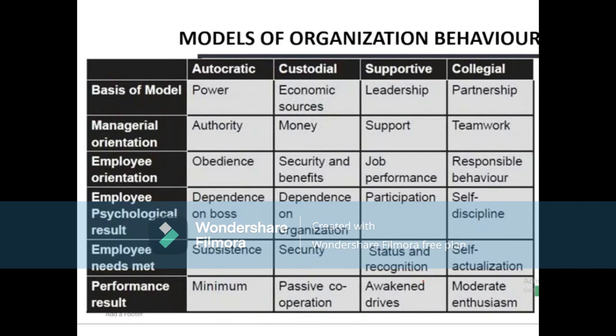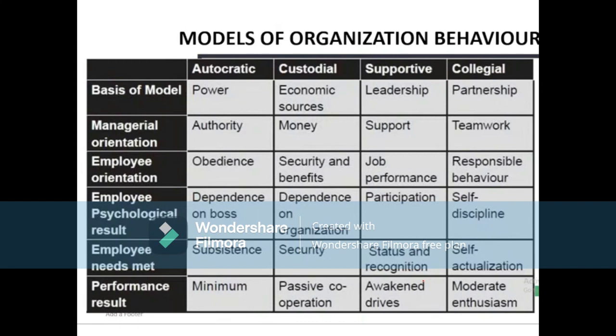In supportive they will get job performance. By the managers' support they will have job performance. And in collegial, responsible behavior will be seen in the employees. Why responsible behavior? Because there is no boss and no subordinate, and teamwork can be seen. Therefore each and every person is responsible for their personal work. So responsible behavior can be seen in employee orientation.